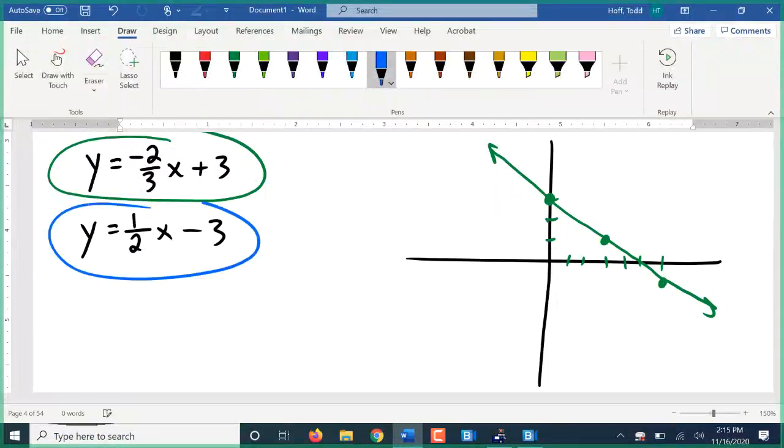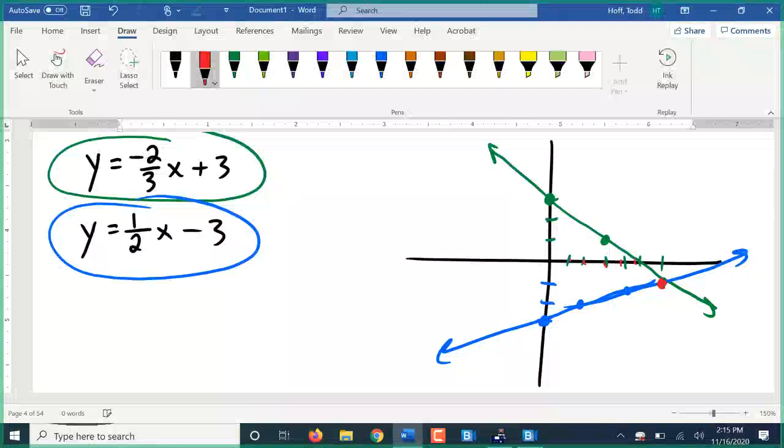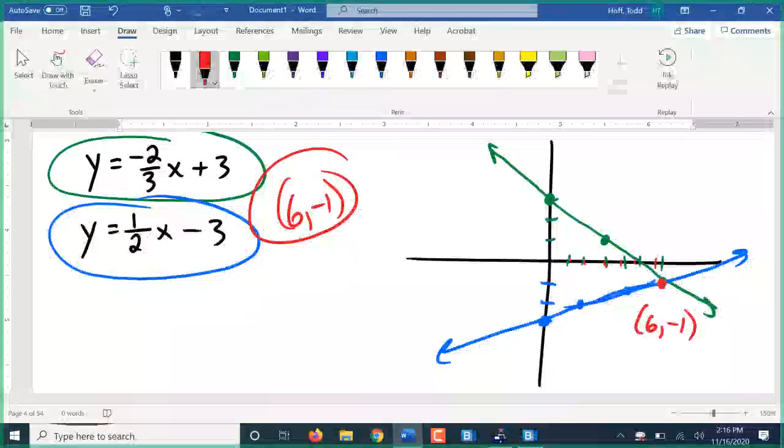Second one, I'm going to do in blue. We start at negative 3. From there, we go up 1 over 2. I'll do it again. Up 1 over 2. And one more time. Notice I'm actually just continuing to do the slopes until I come up with points that hit the other line. And I find this coordinate here is 6, negative 1. So that point, 6, negative 1, is a solution to that system of equations.